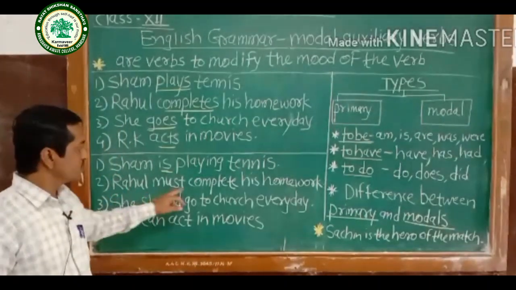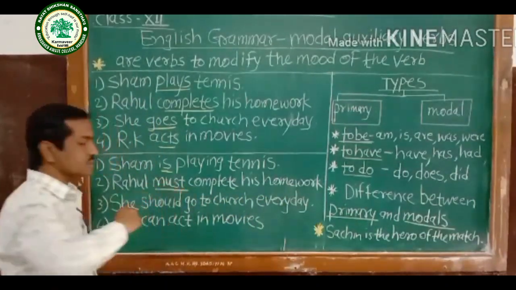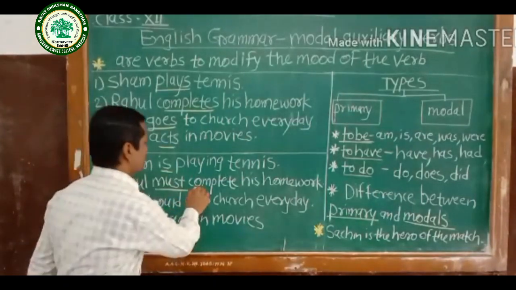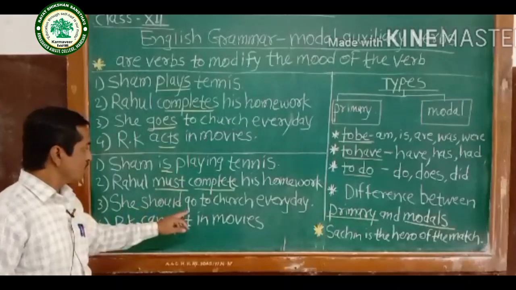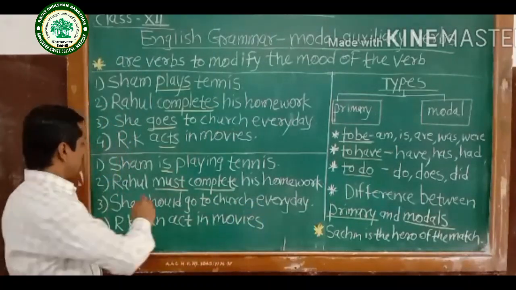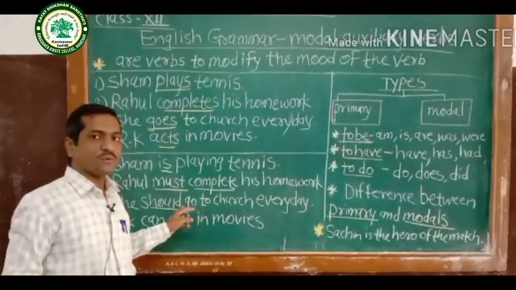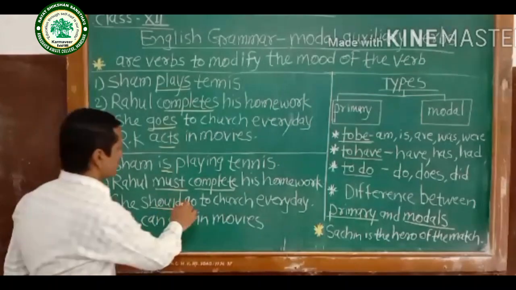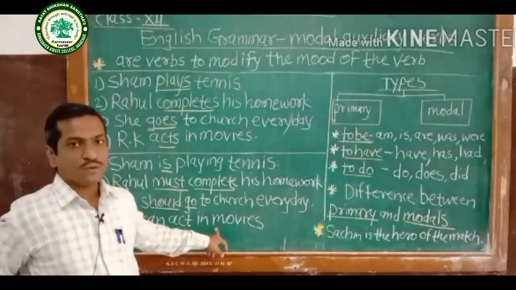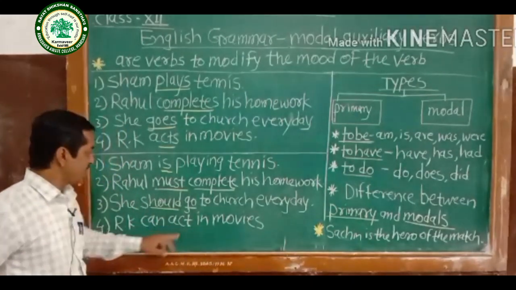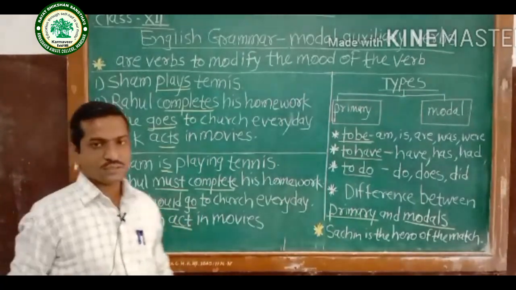Then, Rahul must complete his homework. In this sentence, must is the auxiliary verb and complete is the main verb. Then, she should go to church every day. In this sentence, should is the helping verb or modal auxiliary, and go is the main verb. Then, RK can act in movies. Here, can is the modal auxiliary and act is the main verb.